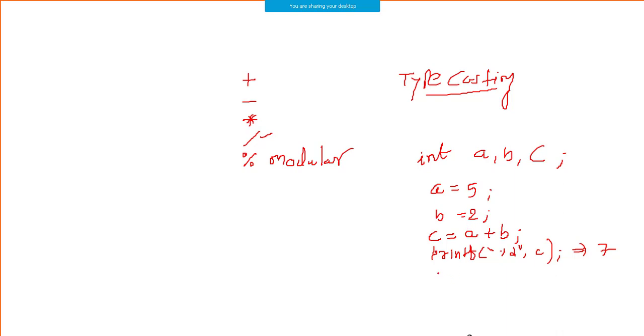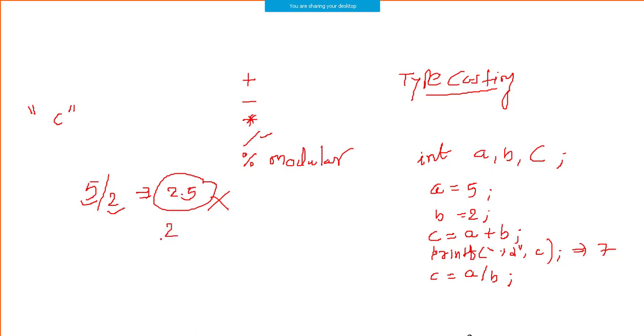But when you do, let's say, c is equal to a divided by b, obviously the question in front of you is 5 divided by 2. Now please understand, 5 is an integer constant, 2 is an integer constant. This is the rule I am telling you about C programming: when the two constants are integers only, the arithmetic operation is performed in integers only and the answer will be an integer. So you are expecting the answer to be 2.5, but you will not get 2.5. Instead, the answer you will get is 2.